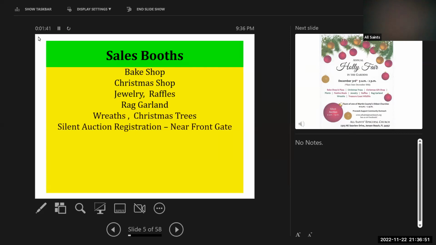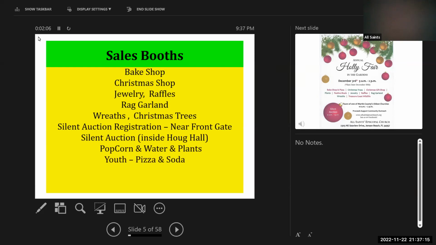Sign-offs will be at the front. They're going to get a number. And if anybody at a booth where you're working says, how do I register? Tell them to go up to the front gate, because we move here to register. And of course, the silent auction is going to be inside here. And we're going to have a popcorn order. And Natalie Walton is bringing in some plants. And the youth this time are going to have a little food and soda outside.